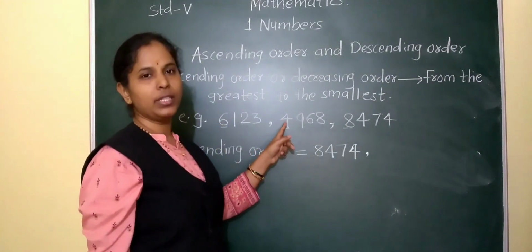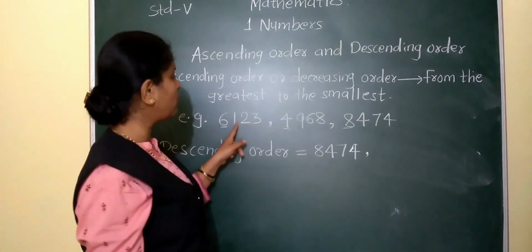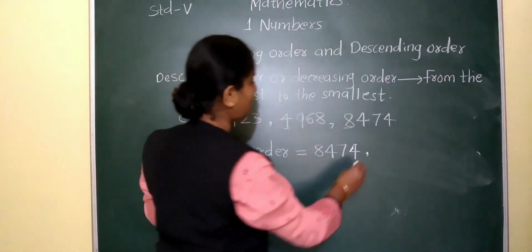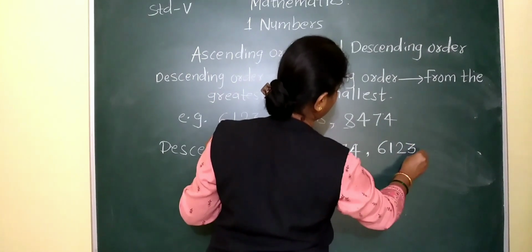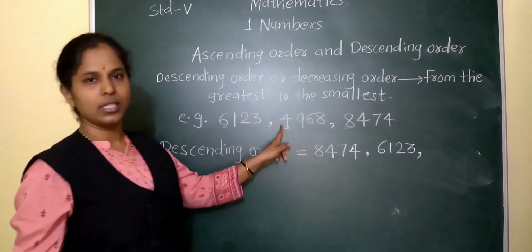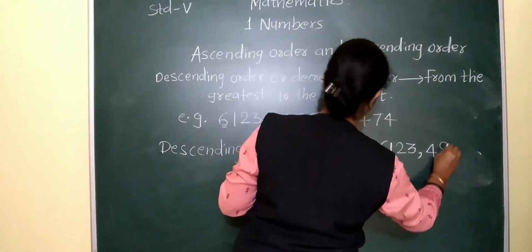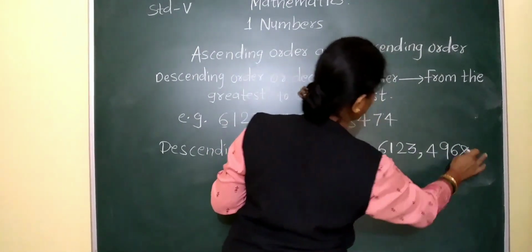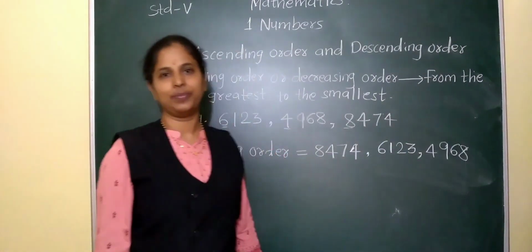Now, next we have to compare these two. 6 and 4. In this, which is greater? This, 6,000. So 6,123 will be the next number. And after that, this is the smallest among these, so 4,968 is the smallest number. And this is called the descending order.